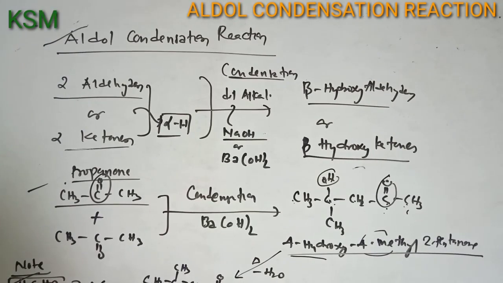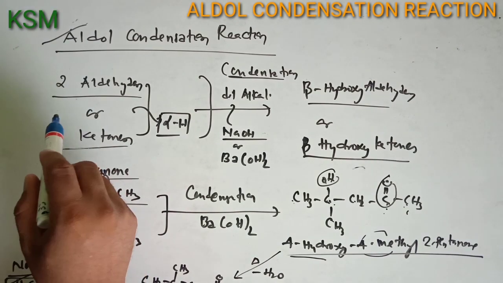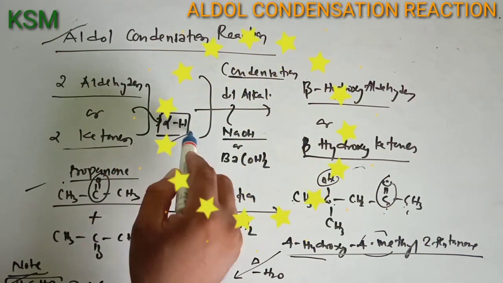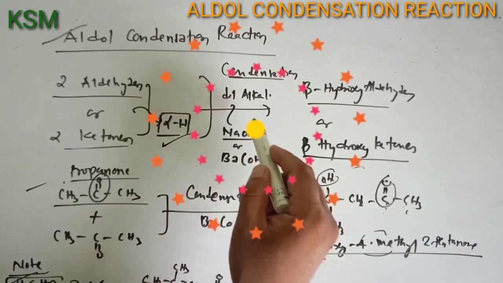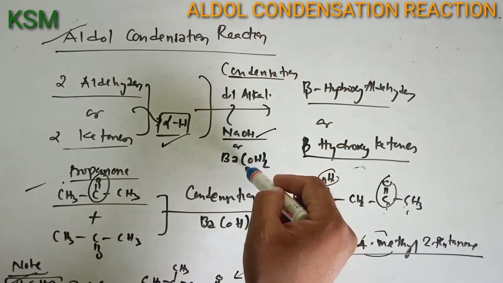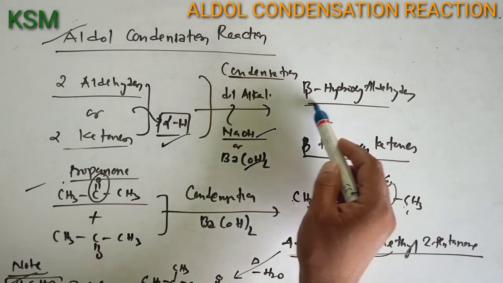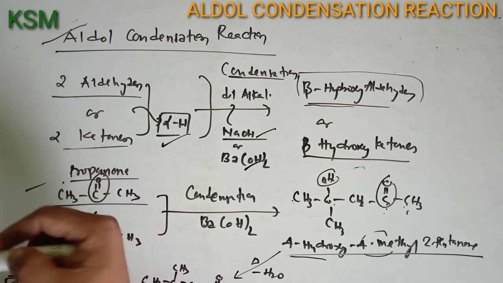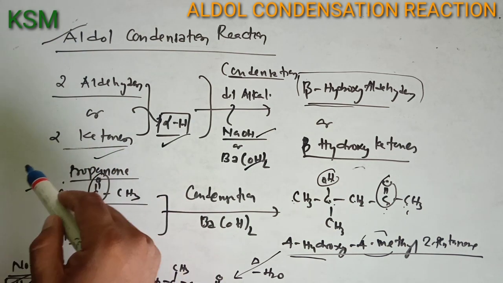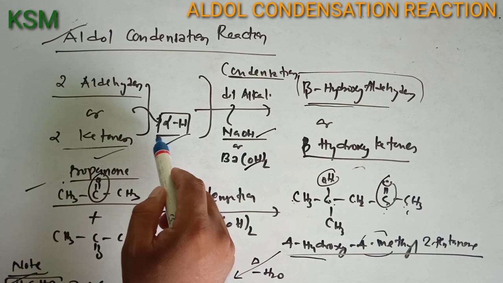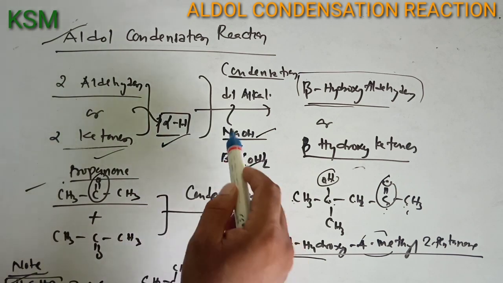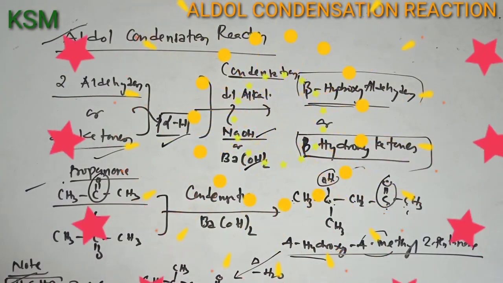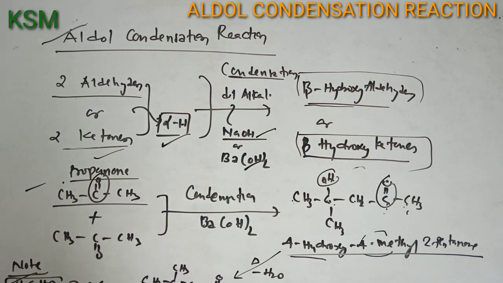If we repeat the same reaction once more, we will see how two molecules of aldehyde undergo condensation reaction, because of the presence of alpha hydrogen atoms, in the presence of dilute alkali. It could be sodium hydroxide or barium hydroxide, and finally it forms a specific type of compound called beta hydroxy aldehyde. Similarly, in case of ketones also, two molecules of ketones undergo condensation reaction because they have alpha hydrogen atoms, in the presence of dilute alkali, and finally they lead to the formation of beta hydroxy ketone. So this is the aldol condensation reaction. Thank you.